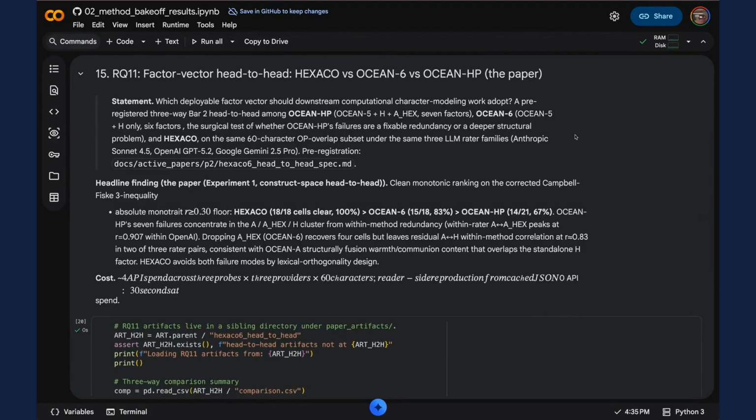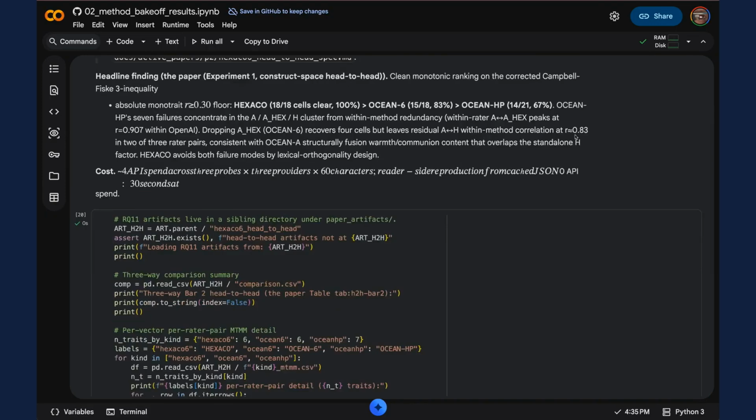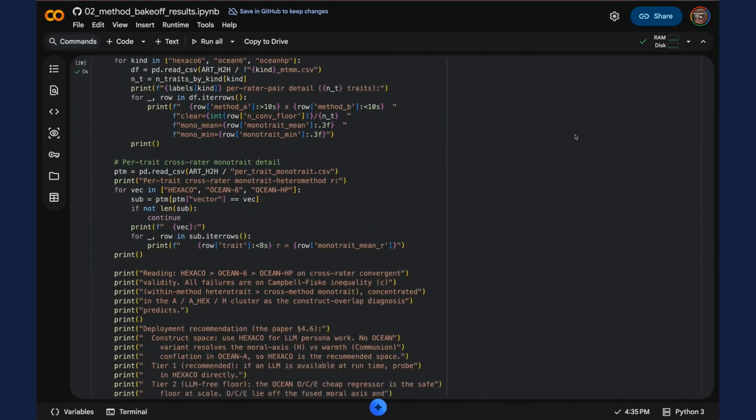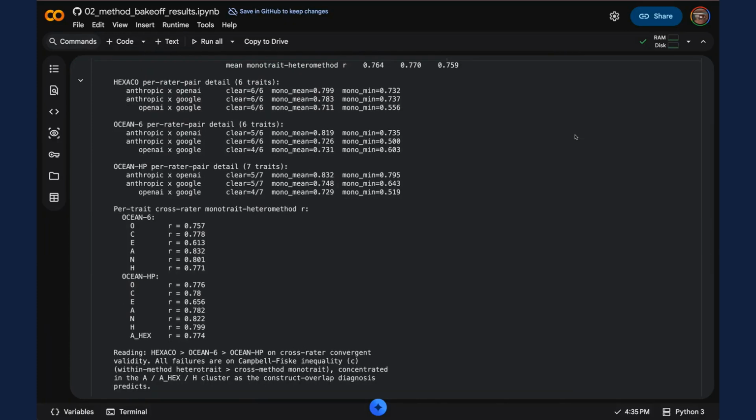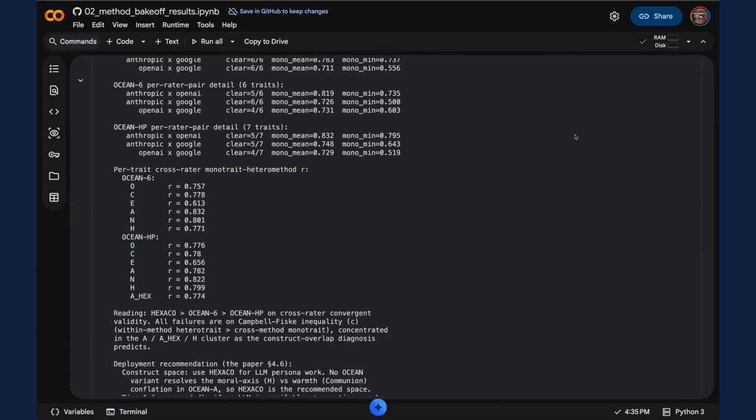The ranking is clean and monotonic. HEXACO clears all 18 monotrait cells. Ocean 6, 15. Ocean HP, 14. Ocean HP's failures all concentrate in the fused warmth cluster, which is the paper's construct story showing up one more time. Total cost to verify all of this from the cached artifacts, $0 and about 30 seconds.